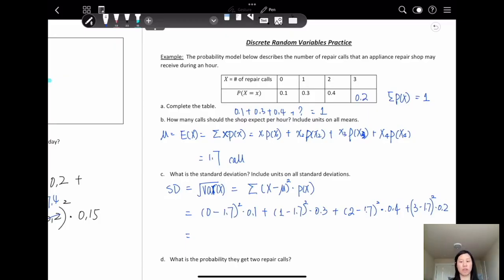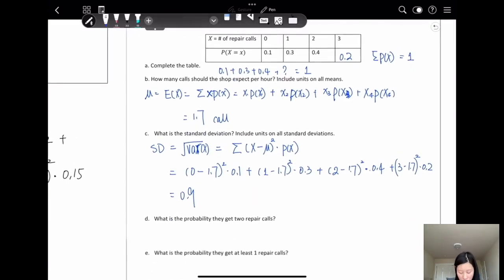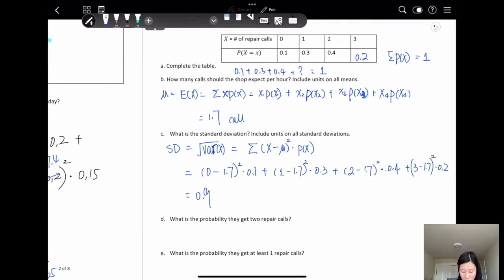So I know that you can do it on the spreadsheet, but I want you to try to show me the stat, how you use the formula, and then calculate that. The standard deviation is equal to 0.9. So now D is asking you what's the probability that they got 2 repair calls. So the probability of they got 2 repair calls equals to, look at the chart or the table, 0.4.